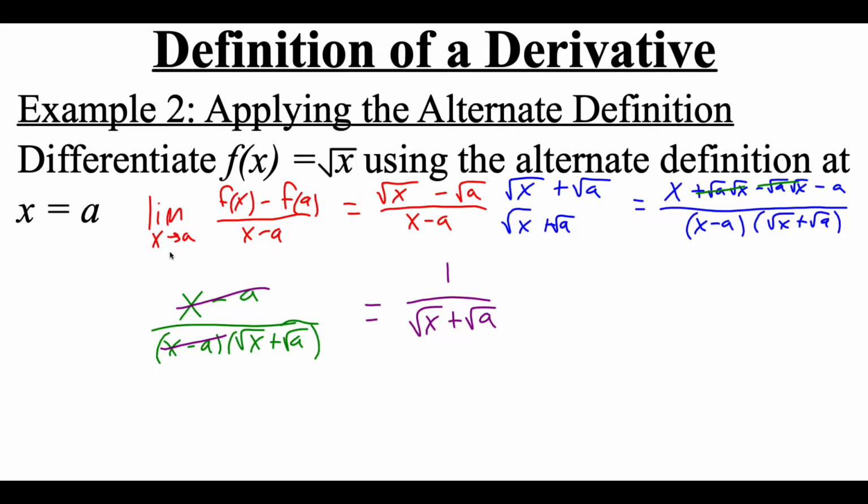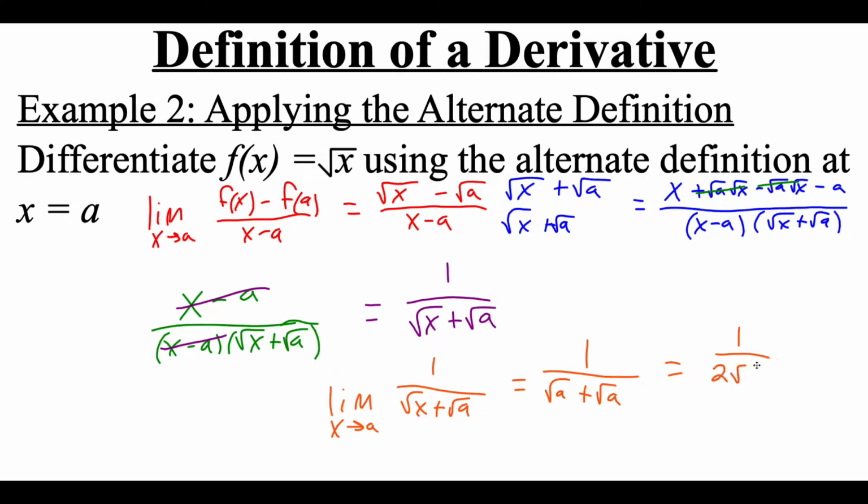But I still need to do this limit. I have to take the limit of this 1 over root x plus root a, and we're going to do that as x approaches a. So in here, I'm going to direct substitute the a in for the x. So I get 1 over root a plus root a. And if I take root a plus root a on bottom, I get 1 over 2 root a. And now what I could do, if I knew a specific a value that I wanted to do this derivative at, I could just plug that number in for a here, and it would tell me what the derivative is at that specific value.